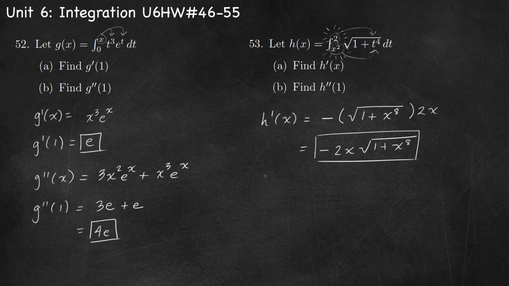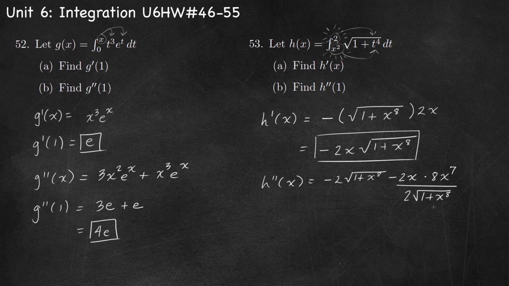And then h double prime of 1. Before we find that, we have to find h double prime of x. So I'm taking the derivative of h prime of x, and I have to use product rule again for this one. So the derivative of the first is negative 2 times the second, square root of 1 plus x to the 8th, plus the first times the derivative of the second. The derivative of square root of stuff is 1 over 2 root stuff times the derivative of the stuff, so times 8x to the power 7.